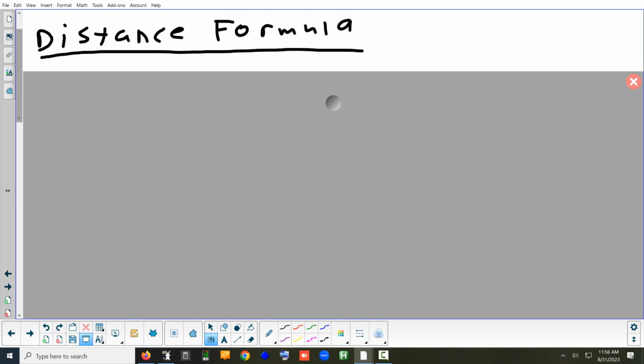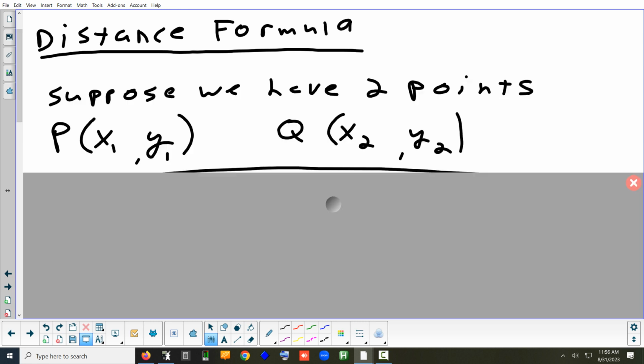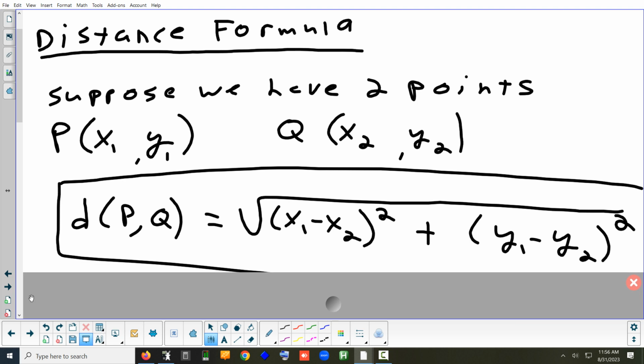All right. So last two things: the distance formula and midpoint formula. So we talked about how to find the distance between 2 points on a number line. All we have to do is take the difference and take the absolute value. Well, in 2D, it's a little more complicated. That's your formula. But does anybody know where this formula really comes from?